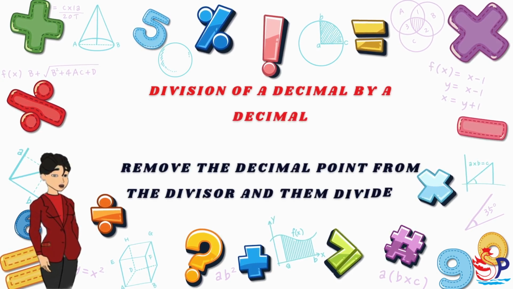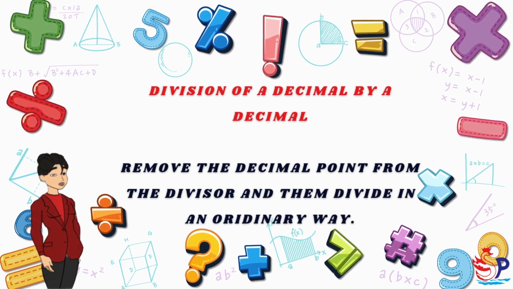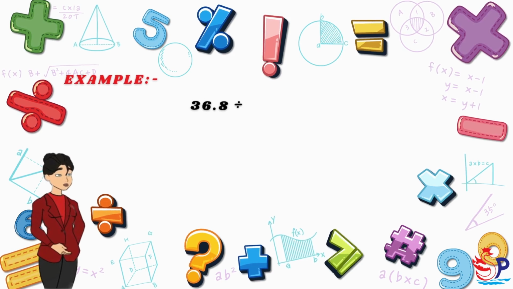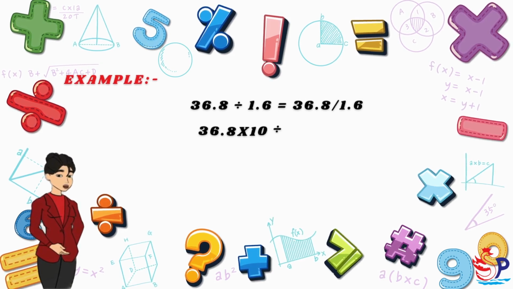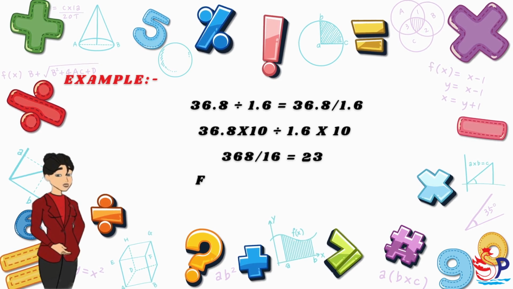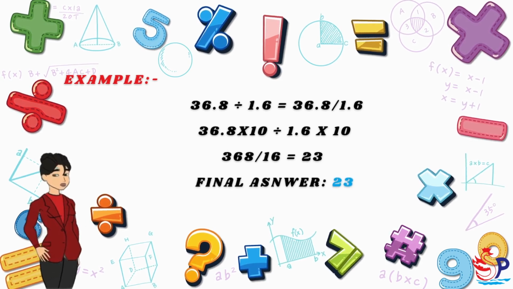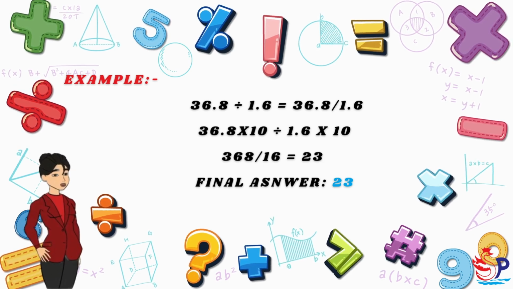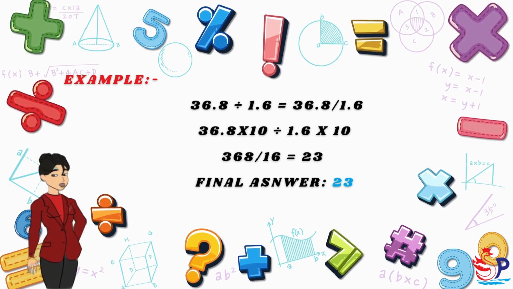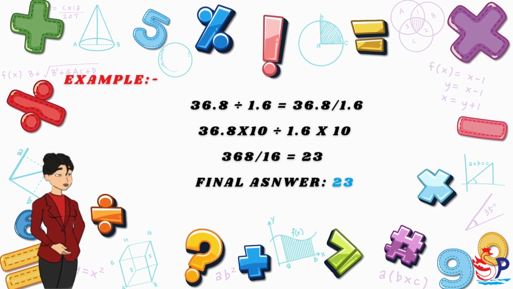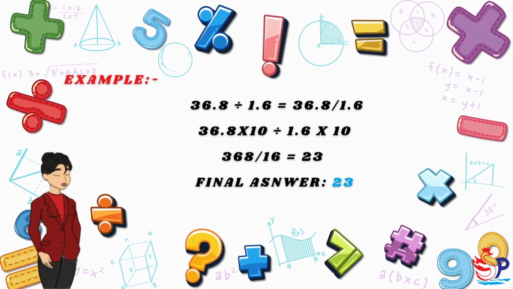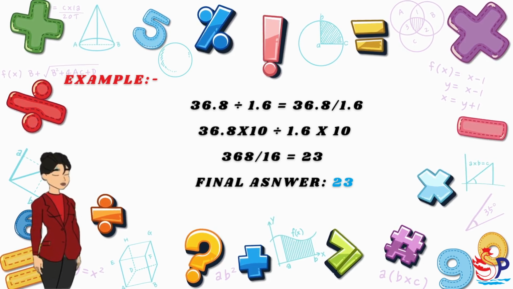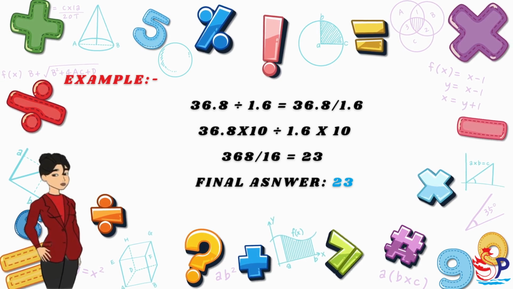Division of a decimal by a decimal. Remove the decimal point from the divisor and then divide in an ordinary way. Example: 36.8 divided by 1.6. That is 36.8 multiplied by 10 divided by 1.6 multiplied by 10. 368 by 16 is equal to 23. Final answer: 23.